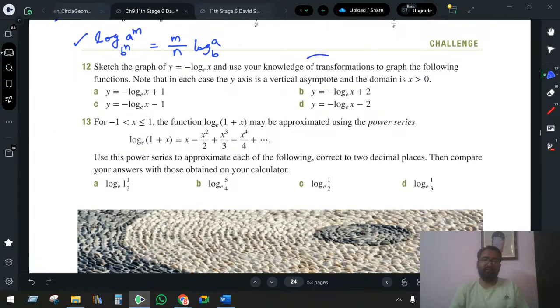And use the knowledge of transformation. You have to plot these points, DIY. And this is the most important in higher education. See what happens in mathematics.